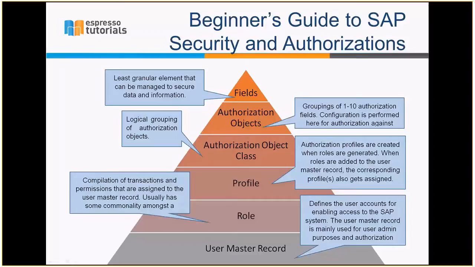So we talked about the user master record. That's the physical, almost document, you can think of that links the user to what they can do in the system and also contains information about the users. They get assigned roles and profiles, which are transactions and permissions that they can do in the system. We'll get into that a little bit more. And then these top three tiers of the pyramid are what's actually contained in the role. So let's say that a user wants access to maintain sales orders.